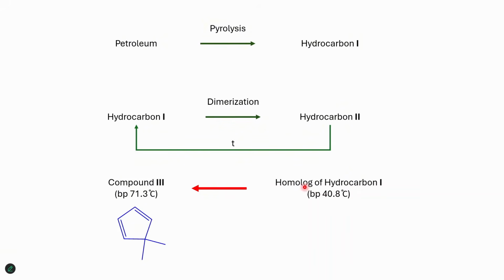So now we know that it's a homolog, so we can go one carbon less, keeping a similar structure. Maybe we can remove one methyl group here. That's one possibility. Or we can add another methyl group somewhere here. That's also a homolog. But one key piece of information here is that the boiling point of compound 3 is higher than the boiling point of hydrocarbon 1. So hydrocarbon 1 should have fewer carbons compared to compound 3.